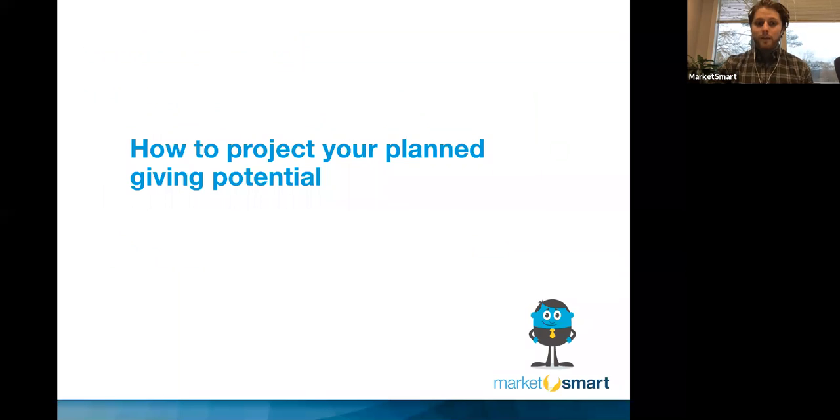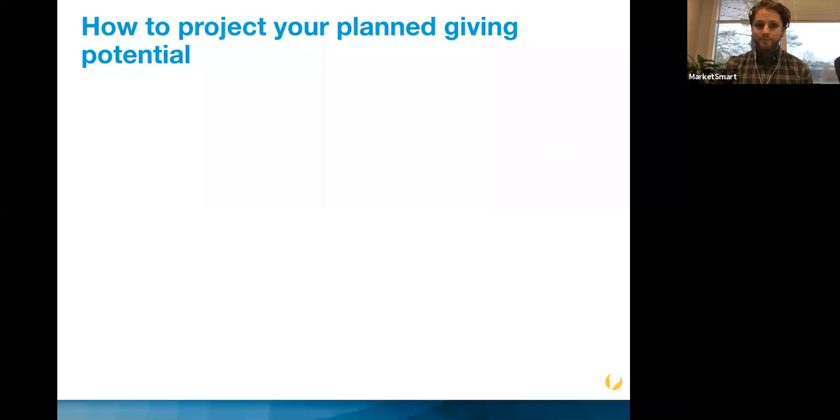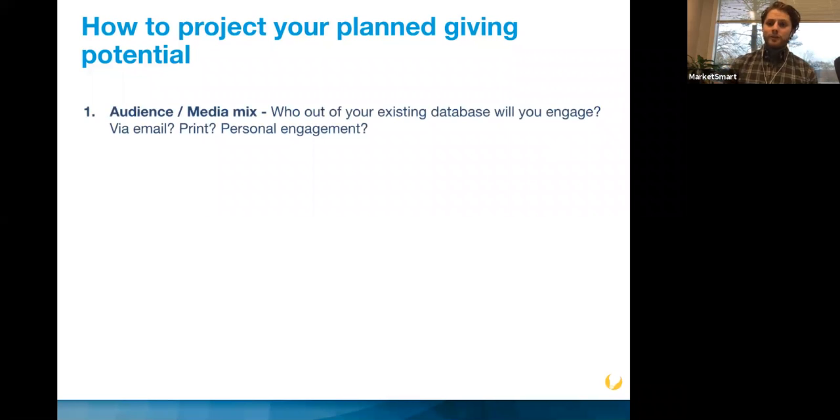So let's jump right into it. How do you project your planned giving potential? First things first, we need to think about who our audience is. Who's our audience for this model? And I'll talk about this point for a little bit here. When I say audience, we're talking about who out of your existing database can you actually engage? Who has the potential to make a planned gift?